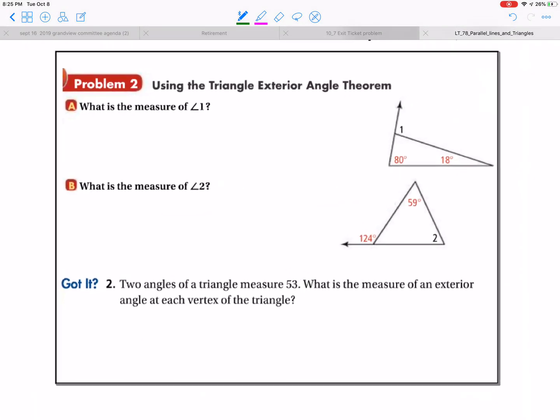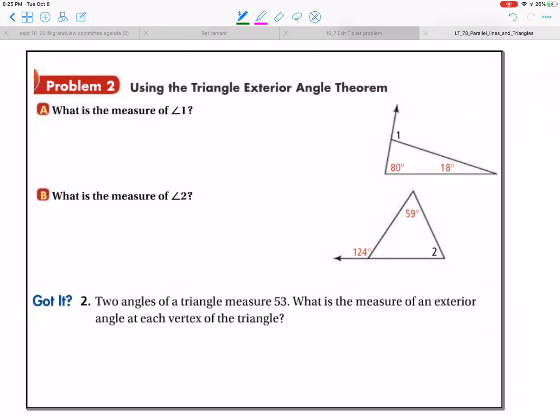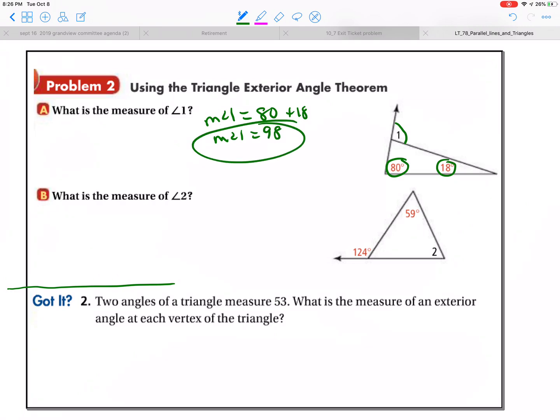So we're going to use that theorem here. What is the measure of angle 1 and what is the measure of angle 2? Try those two. Press pause on this movie, try those, and then press play when you are finished. All right, we can see up here that angle 1 is an exterior angle. So I know that the measure of angle 1 is equal to the two remote interior angles added together, 80 plus 18. So I get that the measure of angle 1 is equal to 98. I just add those together.